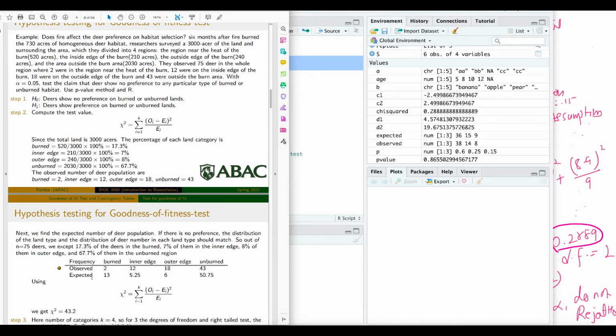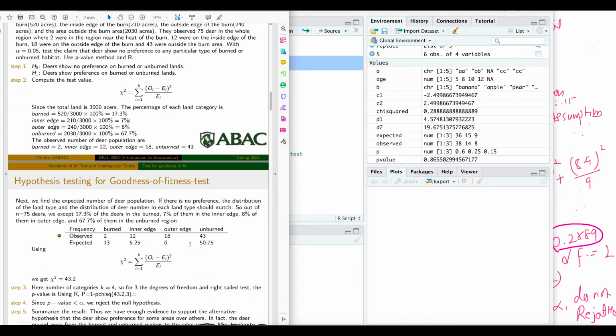Now to find out the expected, the total was 75, right? So I need to multiply 75 times 0.173, because what is the decimal of this? 0.173. Or you can say, what is 17.3% of 75? 7% of 75, 8% of 75, 67.7% of 75. Find out these numbers here.